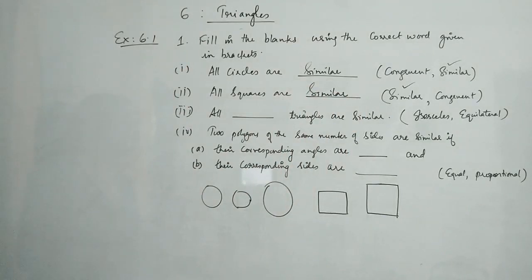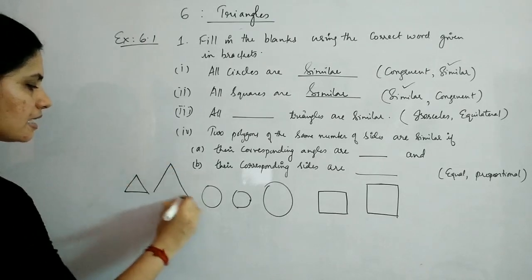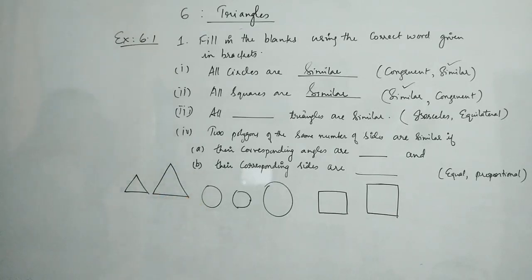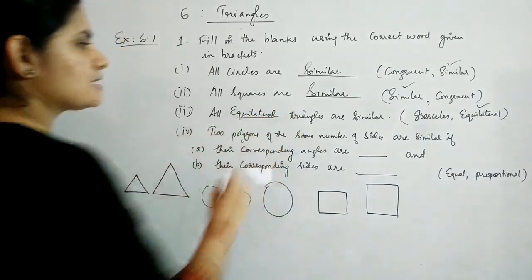Okay, third one is all dash triangles are similar. So you have to choose which type of triangles are similar, either isosceles or equilateral. Now when we look into the isosceles triangle, the angles may not be equal, right? And the sides will also be differing. But for equilateral triangle, every time angles are equal. For whatever equilateral triangle you take, the angles will be the same, but the sides may differ. So I can say that when the angles are equal and sides are proportional, then only you will have that equilateral triangle concept. So isosceles will not satisfy this, equilateral will satisfy. So your answer is all equilateral triangles are similar.